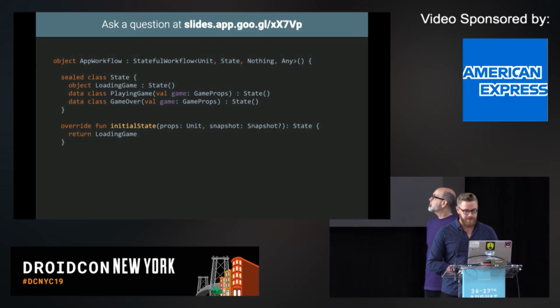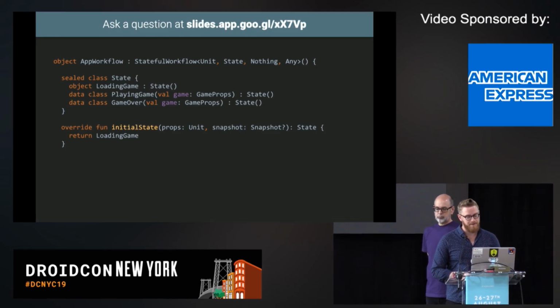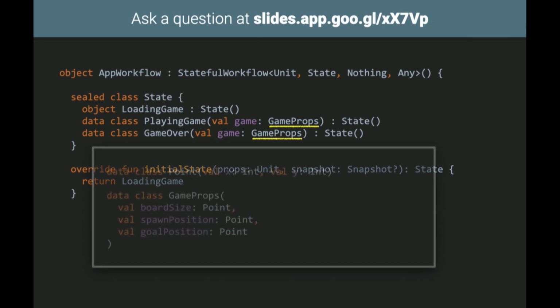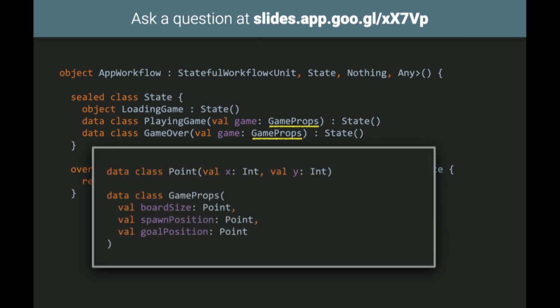So let's look at how those actually look in code. You'll see that we have an object that implements app workflow. Looks familiar from before. It implements stateful workflow. It has no input. It has no output. We define our own state type. The state here is a sealed class with 3 subclasses. Loading doesn't have any data, and then the playing and game over states both take in this game props. So what is game props? Well, we need to load something, so the loaded game we're going to call game props. And it's pretty simple. It's just the rectangular board size, the position of the spawn point, and the position of the goal. And that's all we need to know to start playing the game.